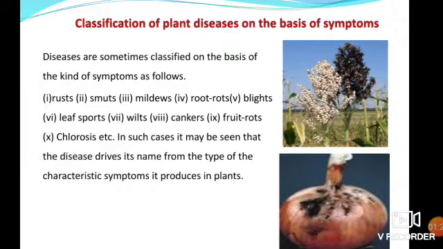Besides this, there are a number of disease symptoms like galls, hypertrophy, curls, witch's broom, streak, blotches, necrosis. But here these are the very common symptoms that are seen in the maximum plant diseases. In such cases, it may be seen that the disease derives its name from the type of the characteristic symptom it produces on the plant. So, on the basis of symptoms, the diseases are classified.